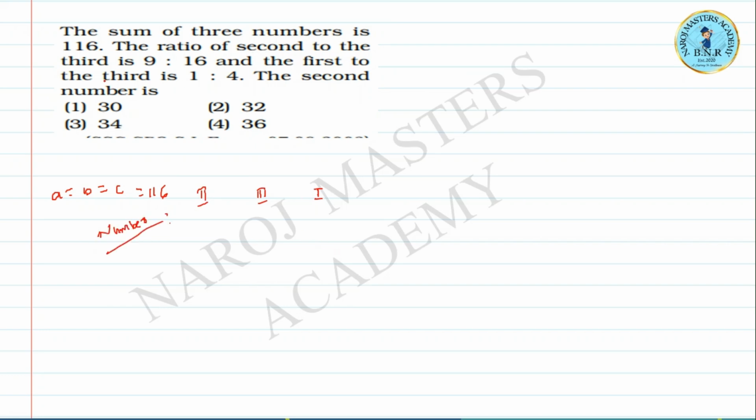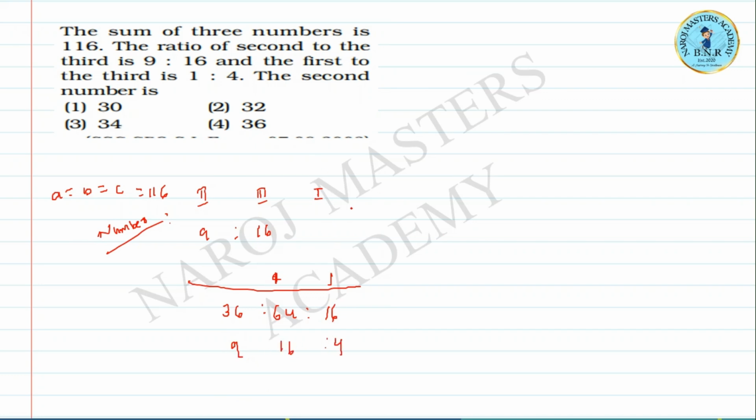So the ratio of the second to the third is 9 is to 16. And the first to the third is 1 is to 4. Cross multiply it and you will get 9 into 4 is 36, 16 into 4 is 64, and 16 into 1 is 16. So as we write this, A is to B is to C is 36 is to 64..., 9, 16 and 4 times.